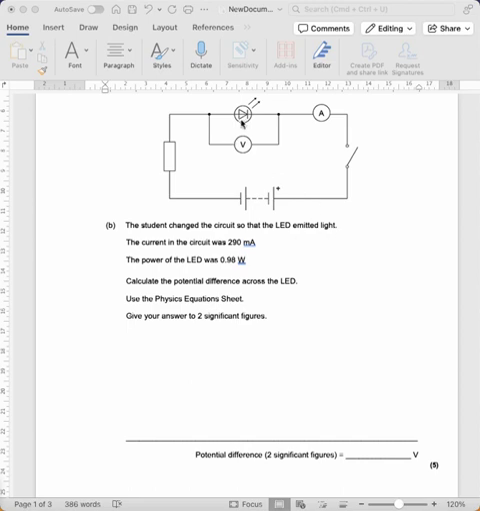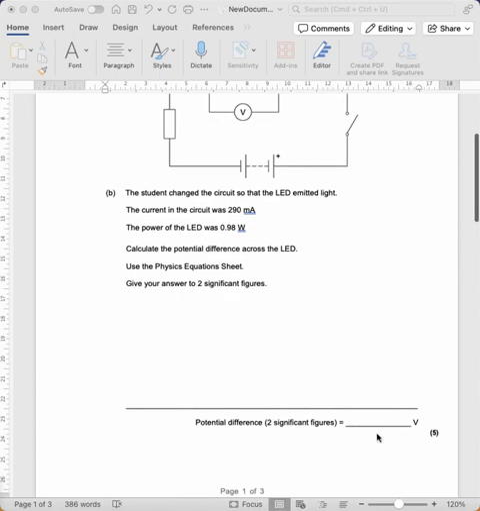So what they're talking about there, basically the LED is facing the wrong way. So they're saying they turn the LED round the other way or change the battery round to make it work. The current in the circuit was 290 milliamps. The power of the LED was 0.9 watts. Calculate the potential difference across the LED. Use your physics equation sheet. Give your answer to two significant figures.